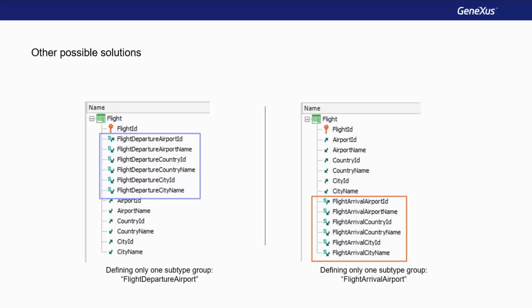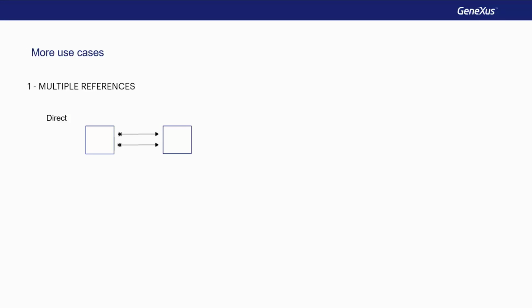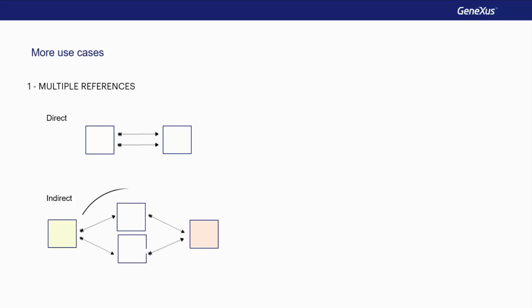And, as we saw, validations as well as all the behavior of subtypes will be identical as if we had used the supertype attributes. There are a lot of other cases in which it's necessary to change an attribute's name in order to avoid a conflict or ambiguity. In this video, we saw the case of multiple references from one table to the other, but these references don't have to be direct. From this table, we have two different paths to get to this other table, so we would need subtypes to differentiate them.